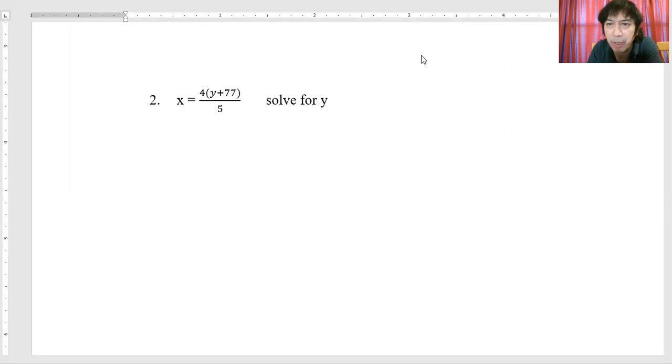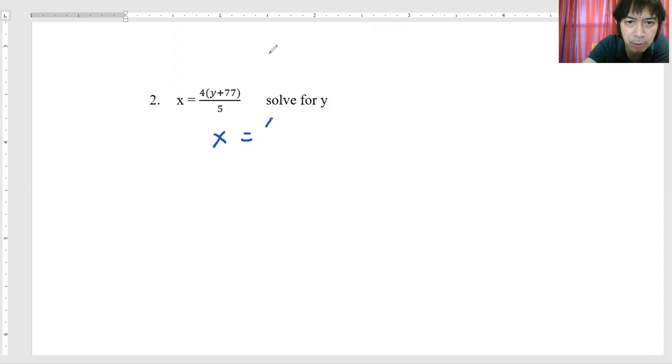Okay, that's supposed to be a product, and then divided by 5. Now you're asked to solve for y. Starting from the given, let us use blue this time. Usually in your solution, you start with the given.